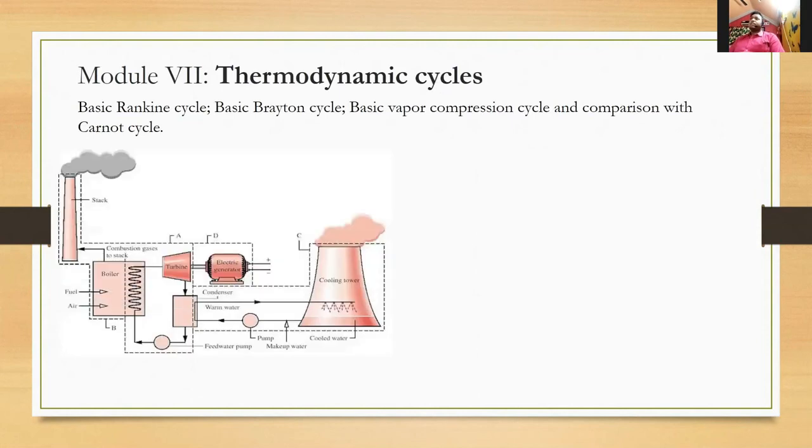In module 7, the last module, we'll be dealing with the basic Rankine cycle, the basic Brayton cycle, the basic vapor compression cycle and comparison with the Carnot cycle. Thermodynamic cycles in module 7, we'll talk about the stack. We'll talk about a power plant. The basic Rankine cycle is an analysis of how the power plant works. The basic Brayton cycle will talk about how a gas turbine works, and this will be the first implication of the first law and second law, how it is applied to the real cycles, and we'll go through that.